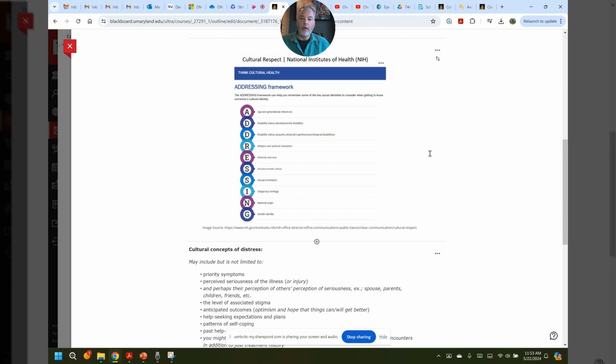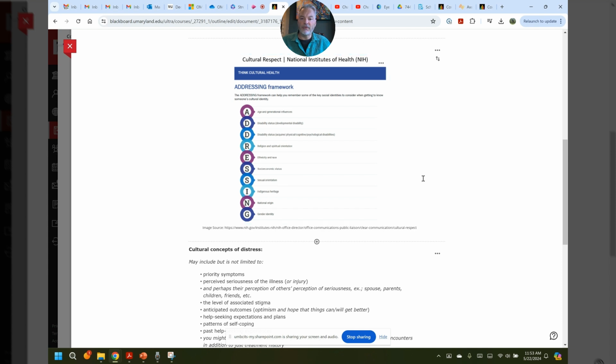So anyway, I added this image here for you. It's an image from the NIH website on cultural respect, and there's a sub website within that called Think Cultural Health. A lot of good content there if you're interested, or you're taking a policy class and looking for content to write a paper or do a presentation on cultural aspects of healthcare, and being culturally competent in healthcare from the NIH perspective.